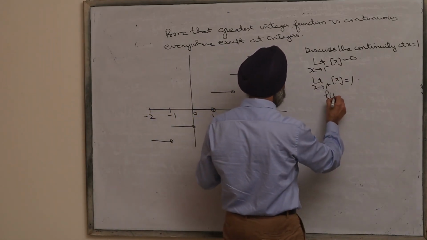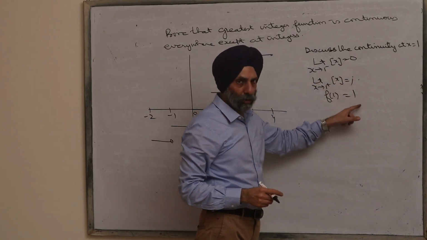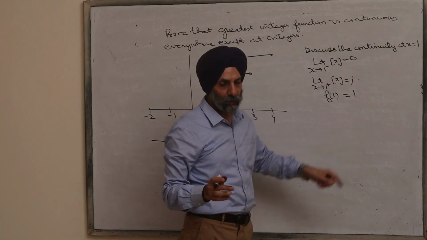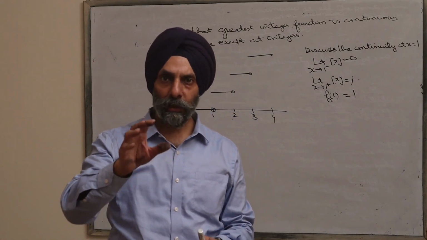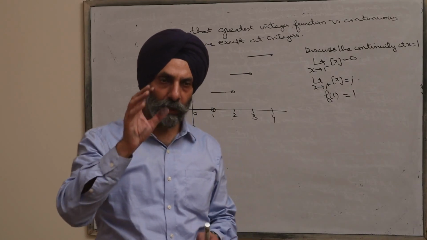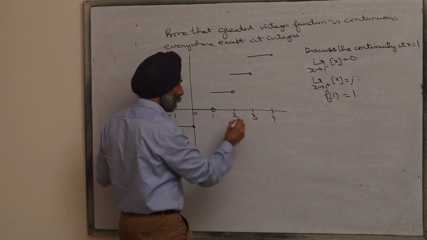Now what is f of 1? So that is also equal to 1. Since these three are not the same, this clearly shows that it is discontinuous at x is equal to 1. This implies that it is discontinuous at every integer here. Now let us consider any point.